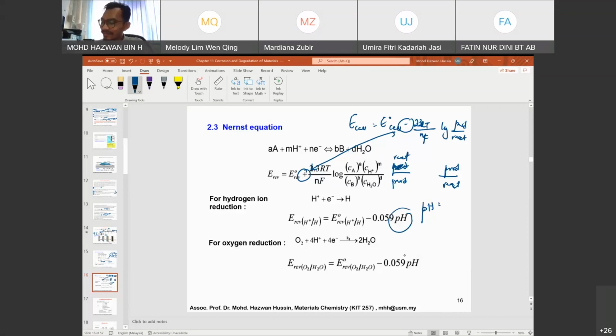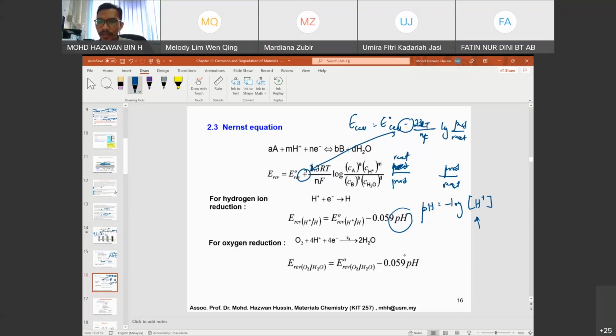You know about this, but maybe you forgot. pH is equal to negative log H, where H is the concentration of H plus, or acid. You can calculate pH by using this formula. I think you've seen this during your matriculation or STPM. This is the simplest way to calculate the strength of an acid: by calculating the negative log of the concentration of H plus.